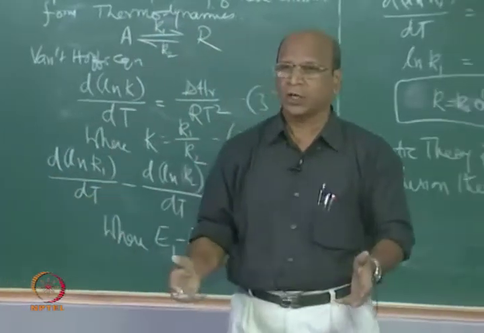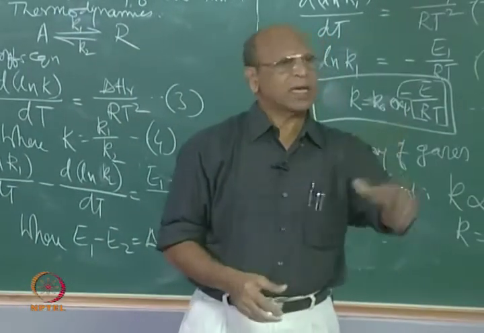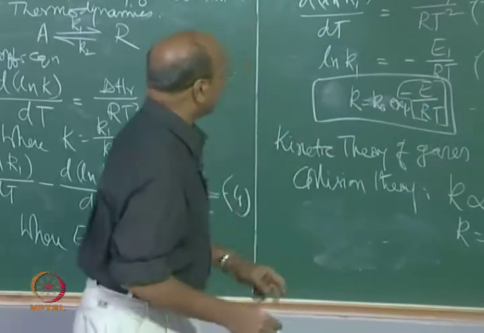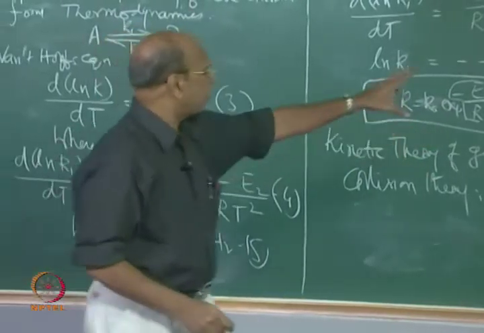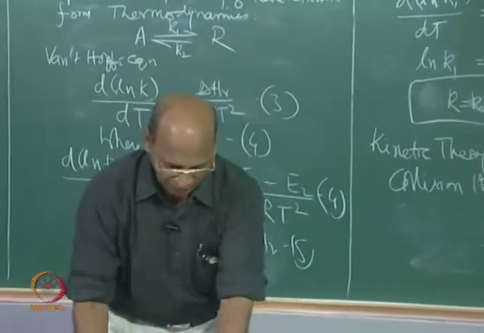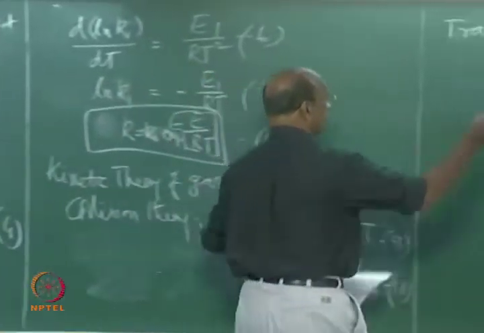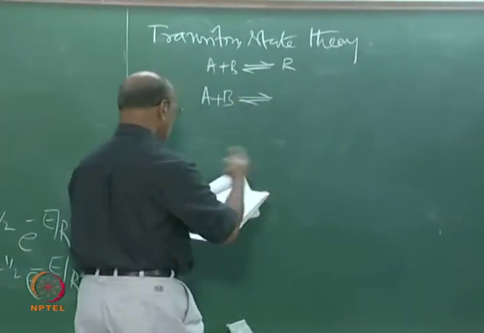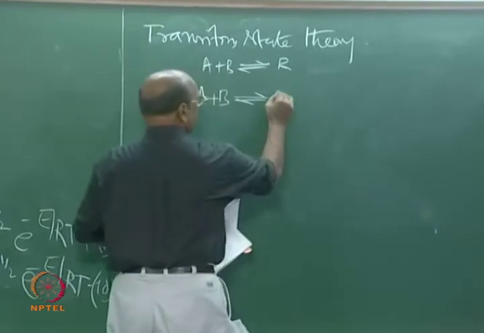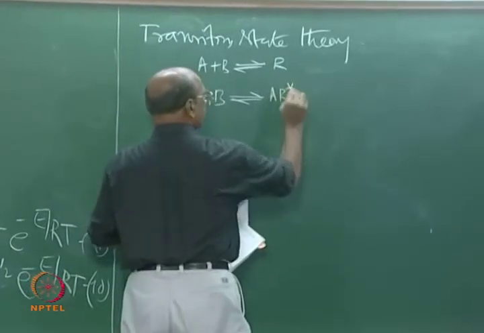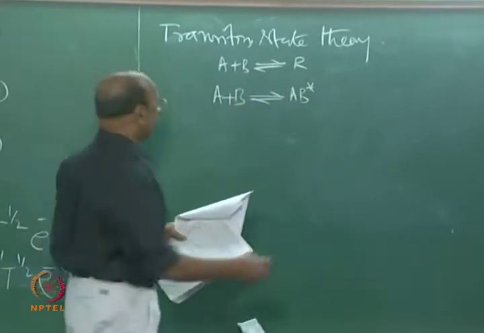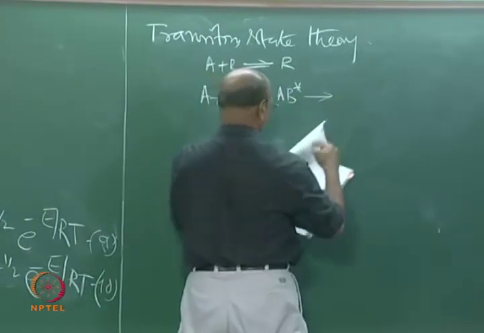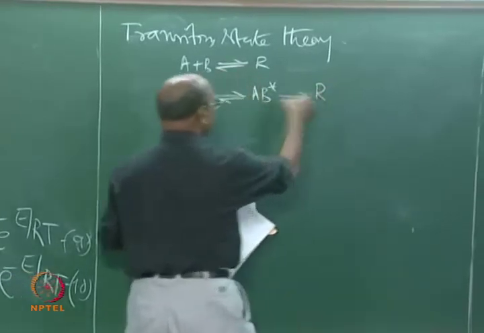Our objective is to produce the chemical somehow. So that is the reason why, but still we should know the theory. That is why we are telling about this transition state theory. The one imagination, as I told you here, is A plus B giving me, that is again a reversible step, A B star, that is the intermediate.